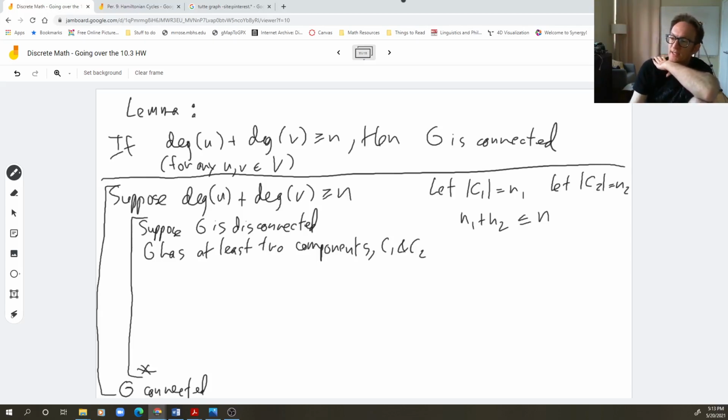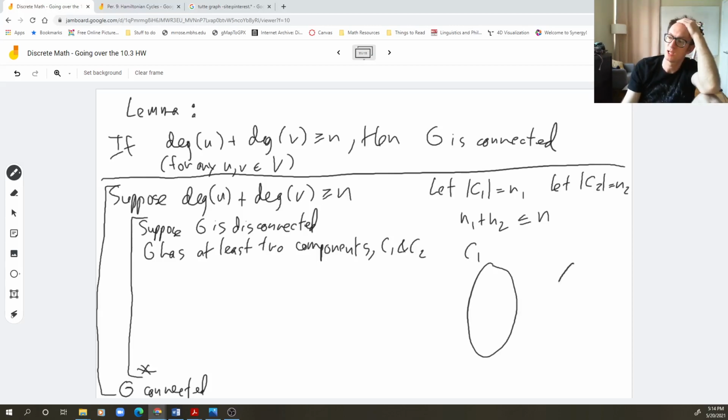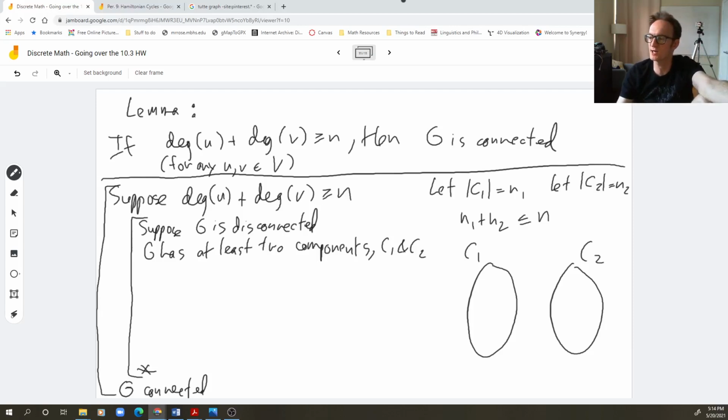Now I just look at how many. How do I do this again? Okay, let me make a picture. So here's component 1, and here is component 2. So the sum of the degrees of any vertices is greater than n. Oh yeah. This is easy, but it's hard, but it's not really hard. I think you just kind of have to push on ahead with confidence.